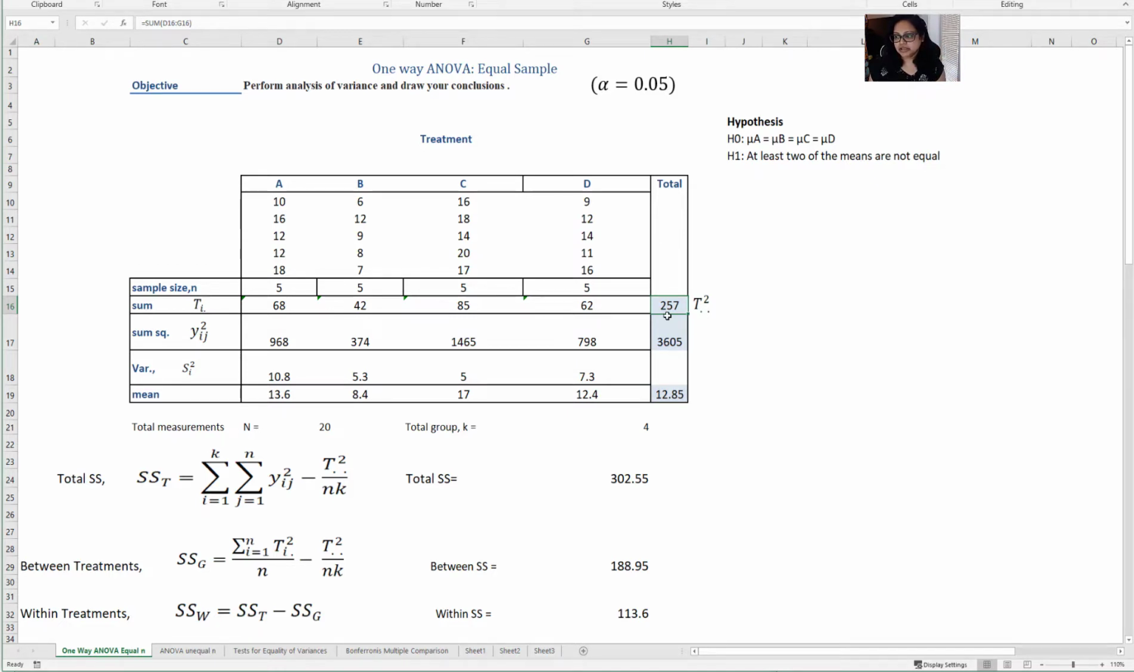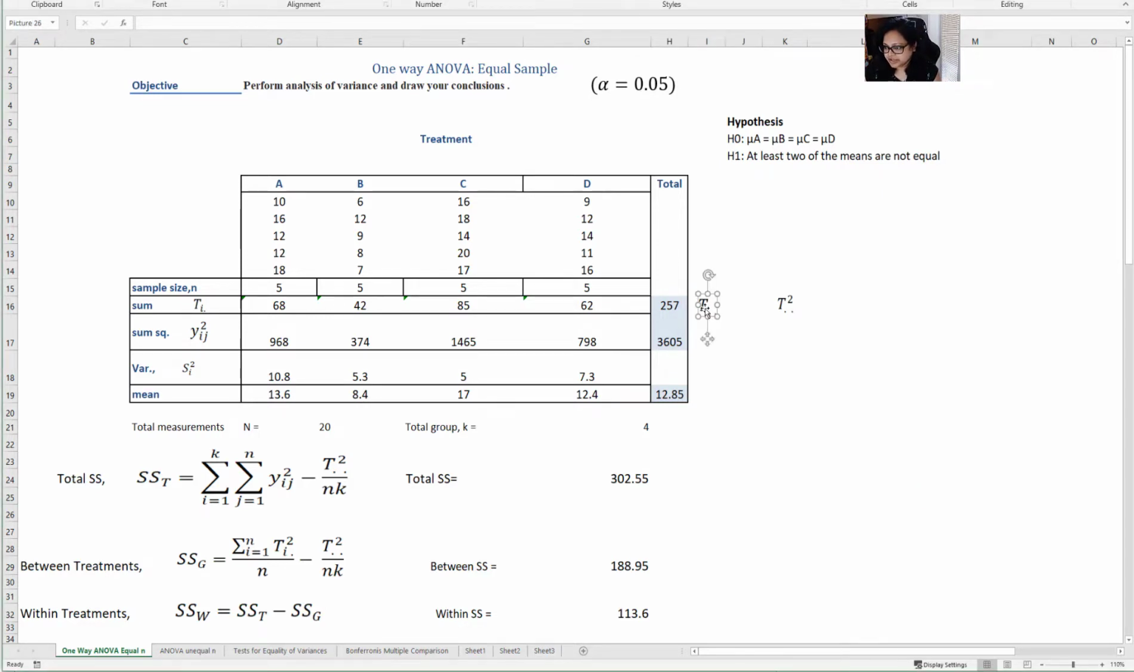So 257 is the sum, the grand total, that's what we call it. This is not squared, sorry. Sometimes I would like to find the square of this 257. Okay, so I corrected it.